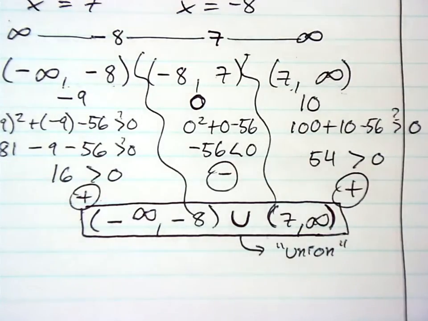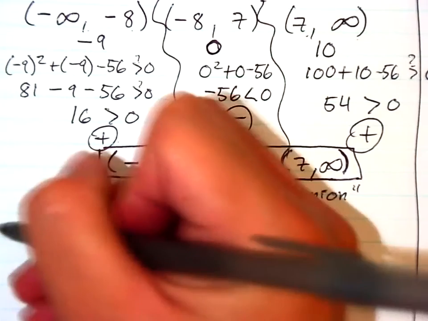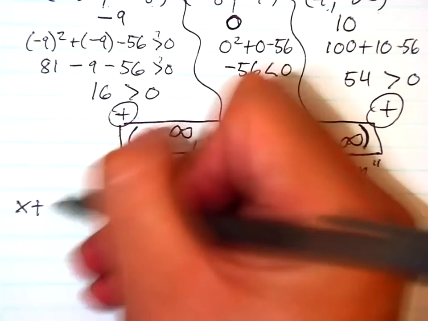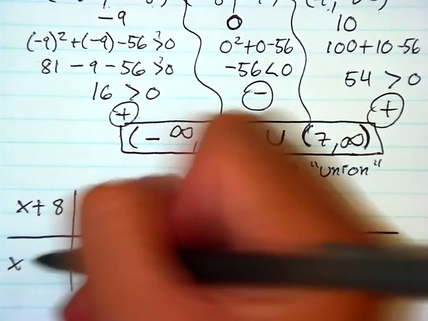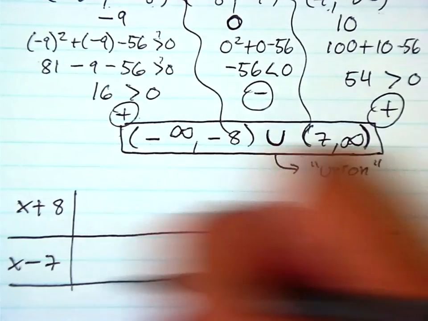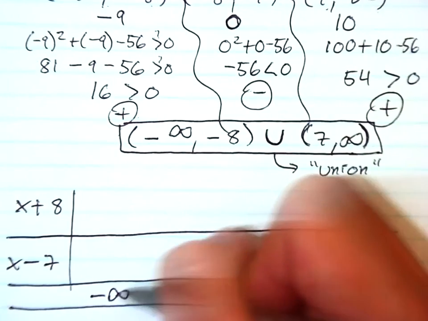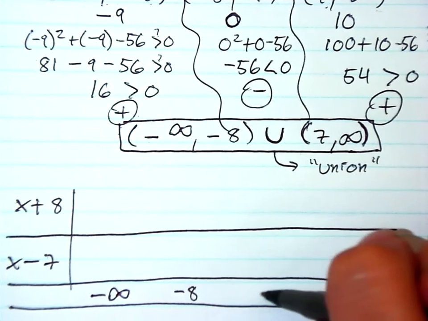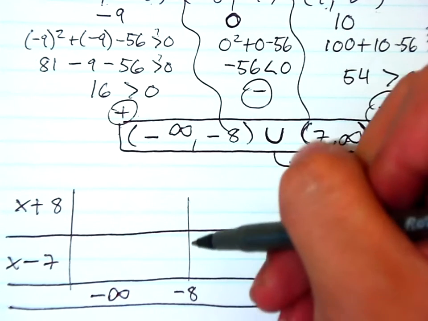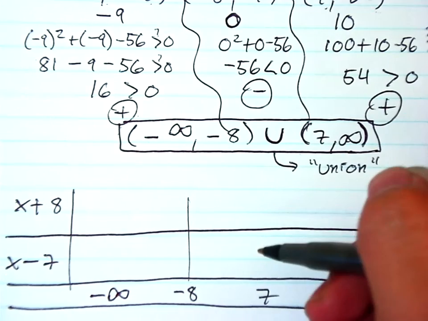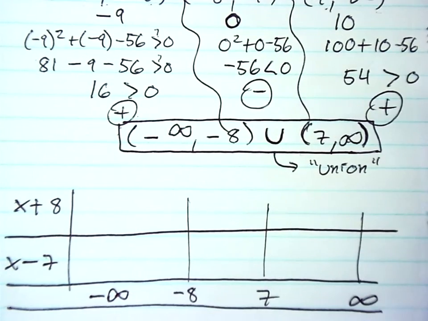There is another way, and I'm going to show that briefly right now. What you would want to do is set up your factors into a nice little organizer. You would then set up your intervals. So I'm going to have negative infinity, negative 8, 7, and infinity. Basically, I'm going to test some values within these intervals.